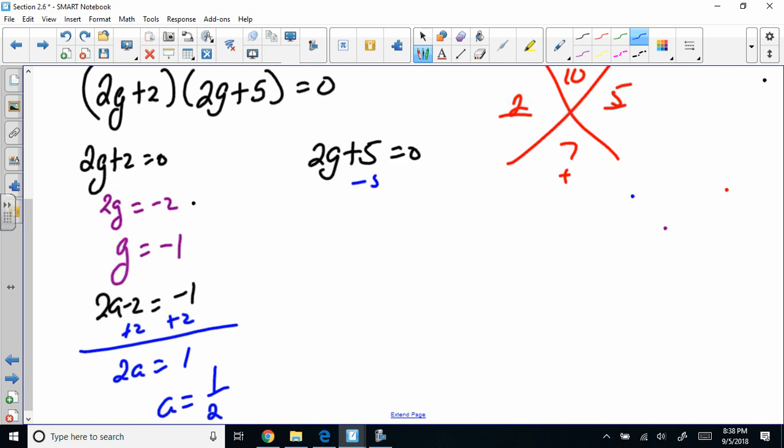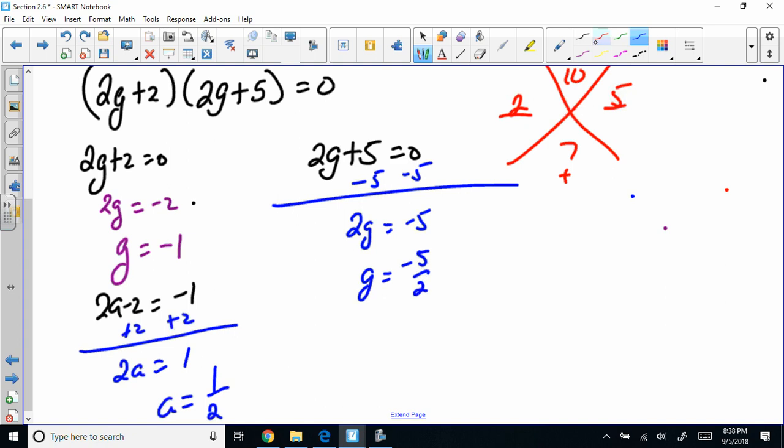I'm going to minus 5. 2g equals negative 5, so g equals negative 5 halves. And we know that g is what? 2a minus 2 equals negative 5 halves.